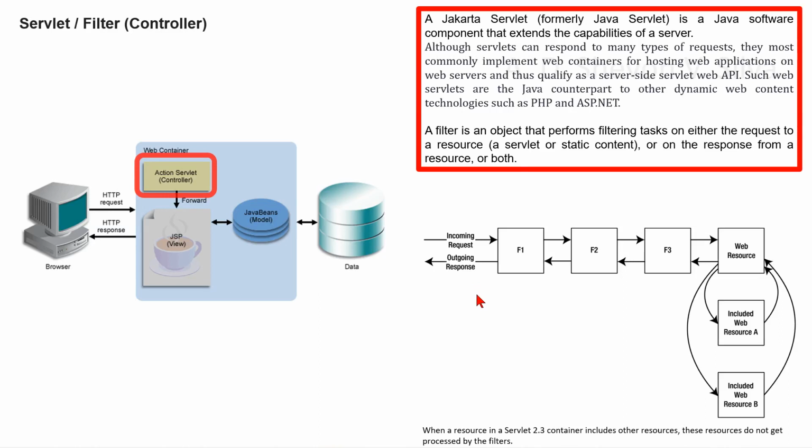When a resource in a Servlet 2.3 container includes other resources, these resources do not get processed by filters. This figure reveals what happens when you use the same filter mapping in two resources that are included by the main web resource via request dispatcher include in a servlet or an include directive in JSP when using Servlet 2.3 compliant containers.